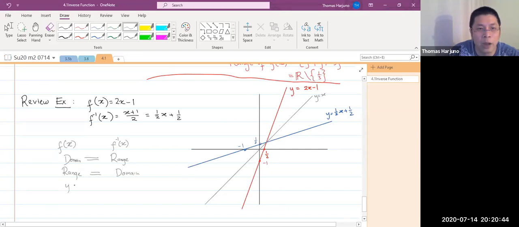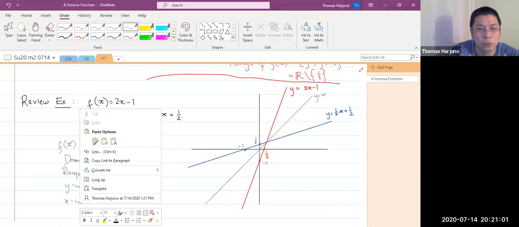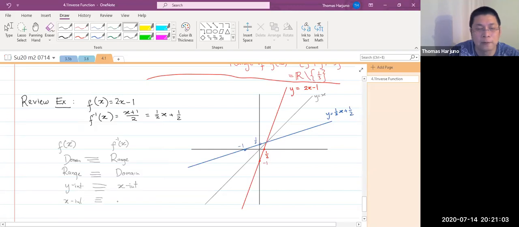Okay. The y-intercept of the original function corresponds to the x-intercept of the inverse function. I should say corresponds here, not exactly equal. And the x-intercept of the function corresponds to the y-intercept of the inverse function.